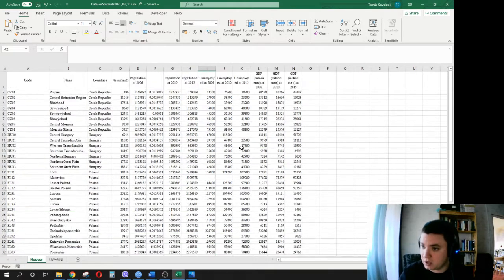Okay, and after that we should calculate the population density for 2010 and 2015 as well. Insert the column.